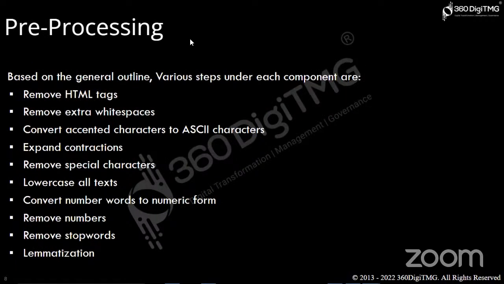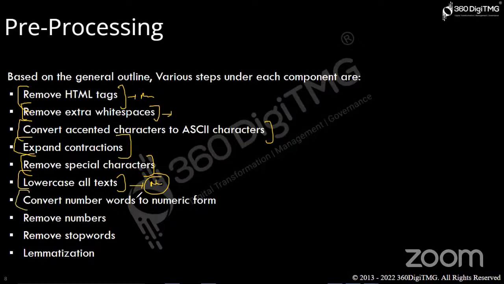What are the different techniques we have, and what data do we have to remove in the case of text mining? If you have any HTML tags, we have to remove them. If you have any extra spaces that are not required in the data, they should be removed. If you have to convert accented data into ASCII format, we have to do that. We have to expand the contractions. We remove special characters, and convert to lowercase. In the case of lowercase, we call it normalization. We do normalization, converting all the data into lowercase.